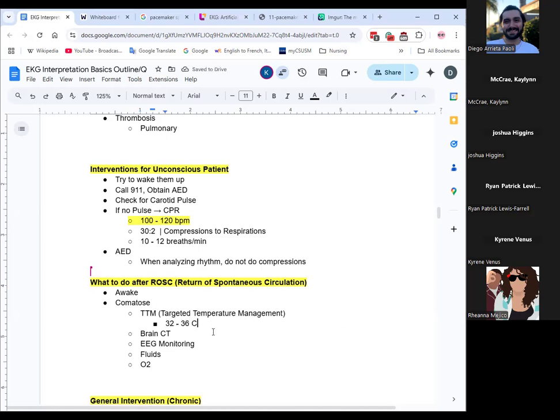What is that in Fahrenheit? No clue. Let me see. 36 is approaching normal. 36.8 is normal. So 36 is 96.8.